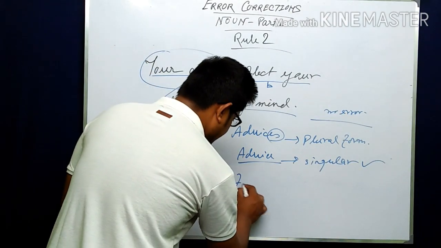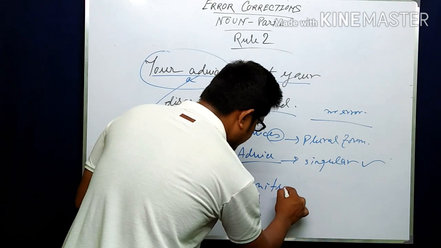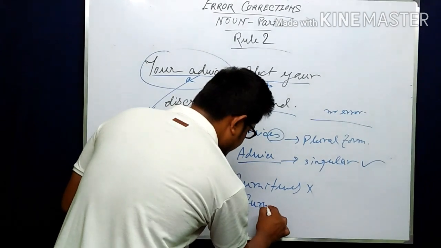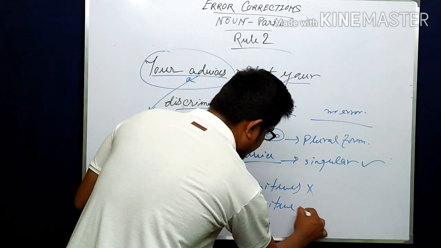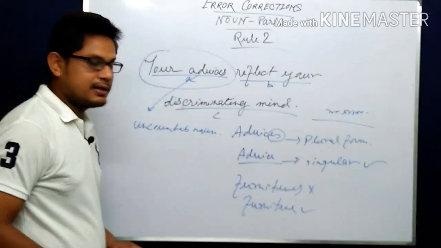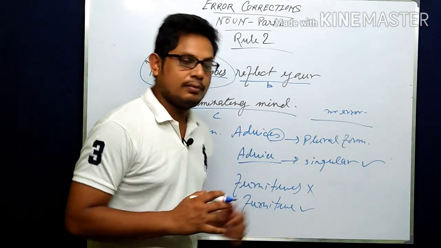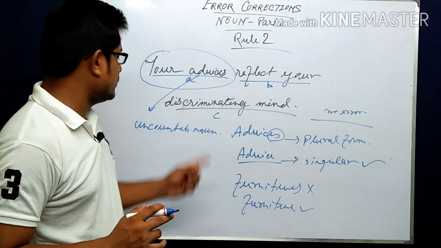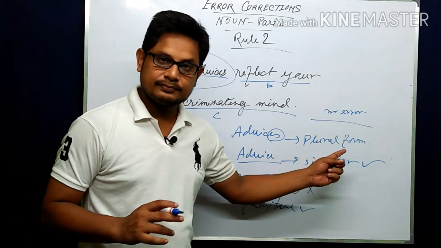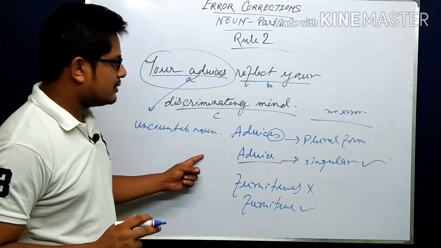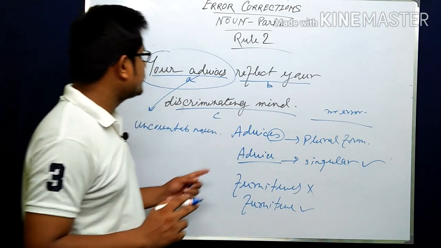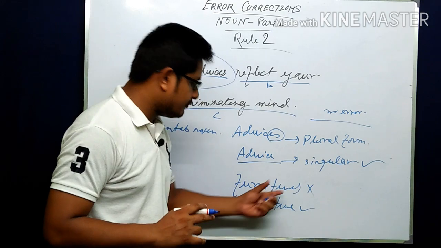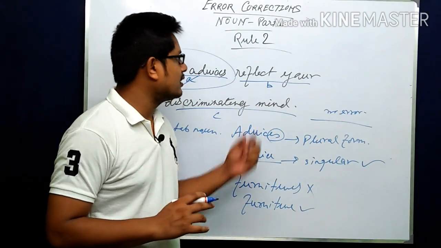So you cannot write furnitures. Wrong. If you write furniture, then it's right. Clear? So it's very easy. So that's all about rule number 2. So rule number 2 again, clear. You are not supposed to use any uncountable noun in plural form. You have to use an uncountable noun in singular form only. So you have to use your advice, not your advices. The furniture, not furnitures. Okay, so it's all about rule number 2.